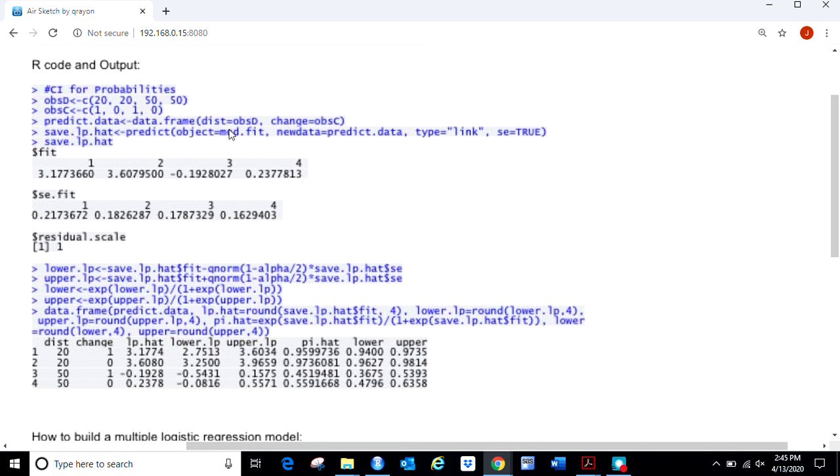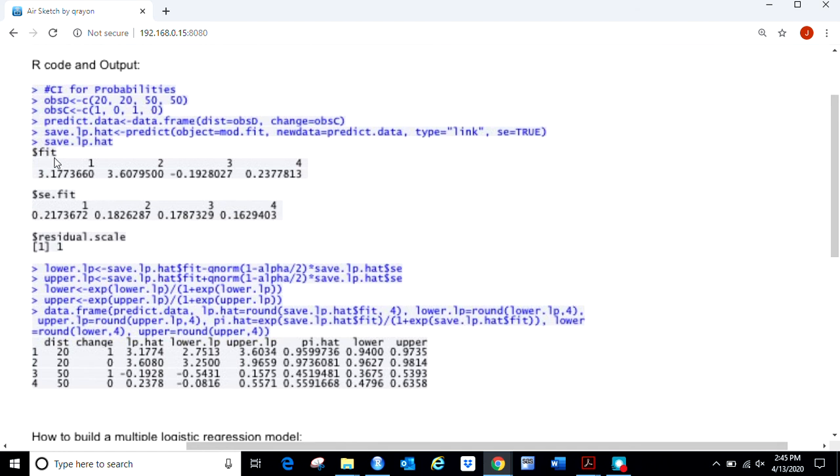And we're going to use that data for our predict data. Remember, I'm using that link, so I have the nicer, the better way of doing my prediction. That way I can guarantee that my intervals will always be between 0 and 1. I'm getting that standard error, so I can actually construct the confidence interval.